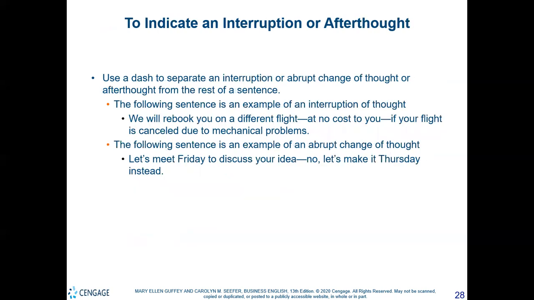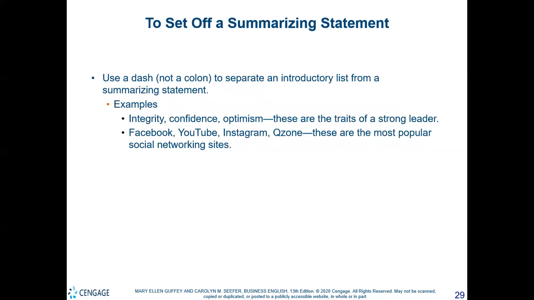To indicate an interruption or afterthought, use a dash to separate an interruption or abrupt change of thought or afterthought from the rest of the sentence. The following sentence is an example of an interruption of thought. We will rebook you on a different flight, dash, at no cost to you, dash, if your flight is canceled due to mechanical problems. The following sentence is an example of abrupt change of thought. Let's meet Friday to discuss your idea, dash. No, comma, let's make it Thursday instead.